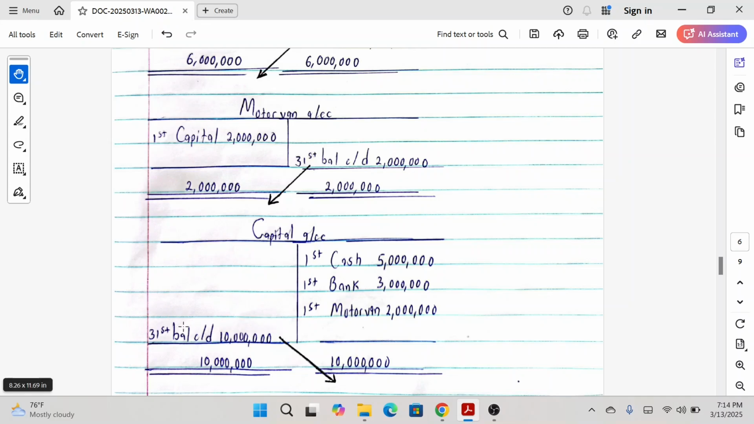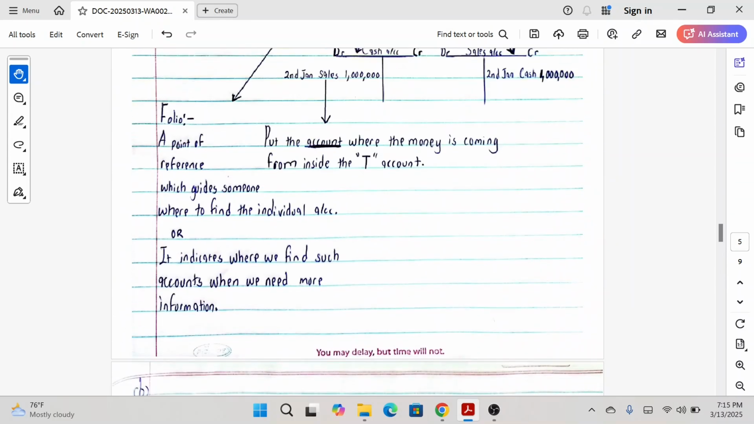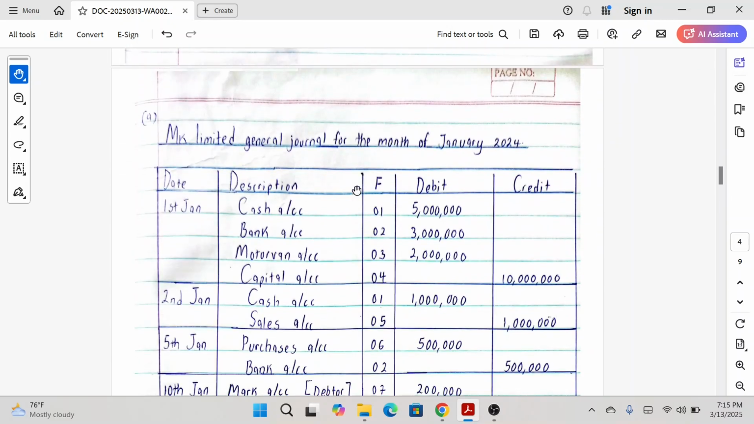So the balancing figure, we call it a balance carried down, and it will be at the end of the month, which is 31st December. So this will be 10 million, this side will be 10 million. So we have closed off this T account also. Since the capital only has those 3 accounts affecting it, we shall only end with that.